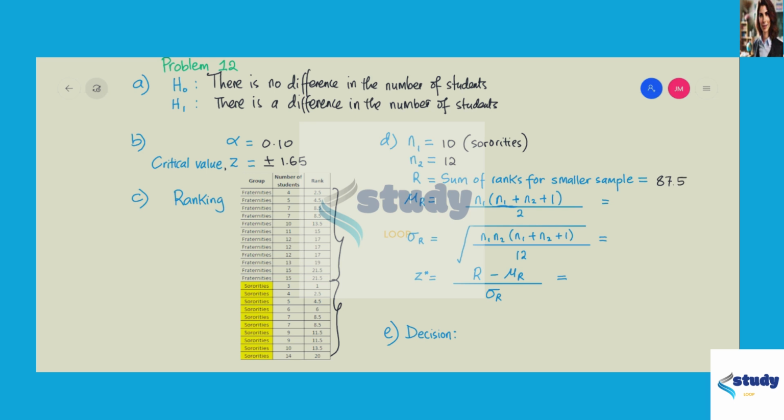Next, we work out mu R, which is obtained by substituting the values of N1 and N2 into the equation, and that gives 115. We then work out sigma R by substituting N1 and N2 and solving, and it is 15.166.